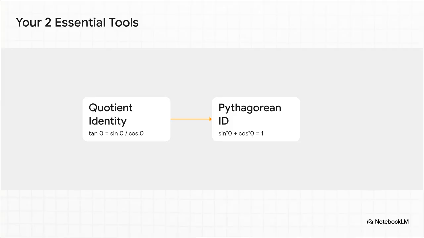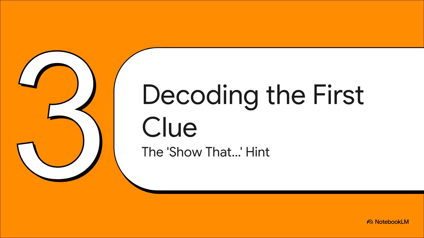Seriously, just these two. And what's so incredible is that these two simple tools, the quotient and the Pythagorean identities, they're basically the master keys. Almost every single algebraic trig problem you're going to face can be unlocked using one, or more often than not, both of them. All right, let's move on to our first puzzle and see how this actually works.